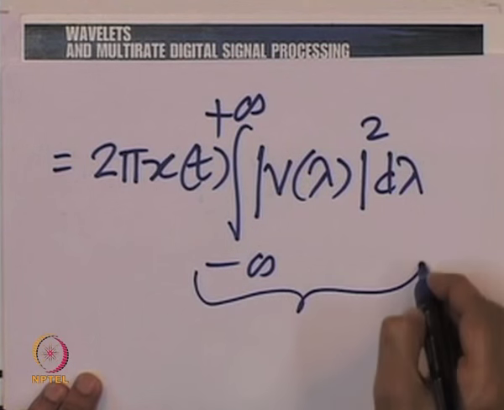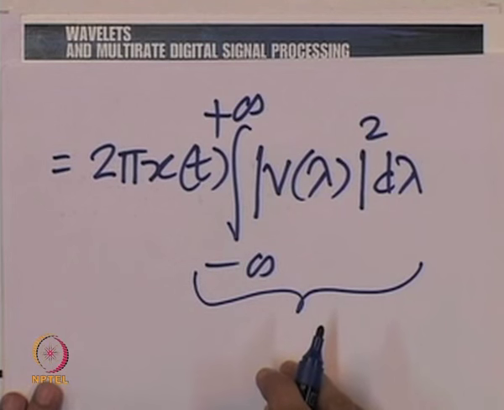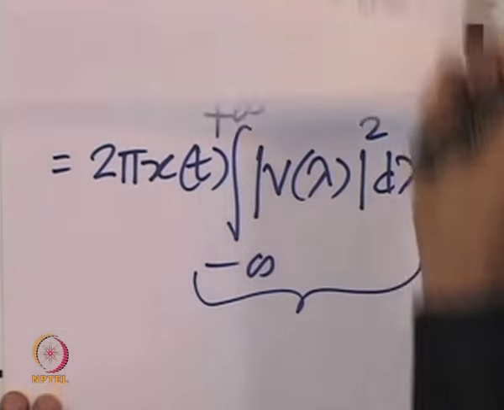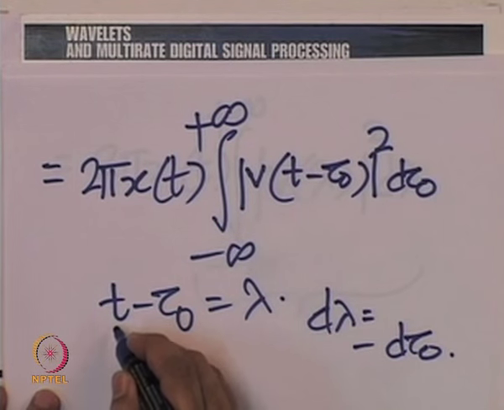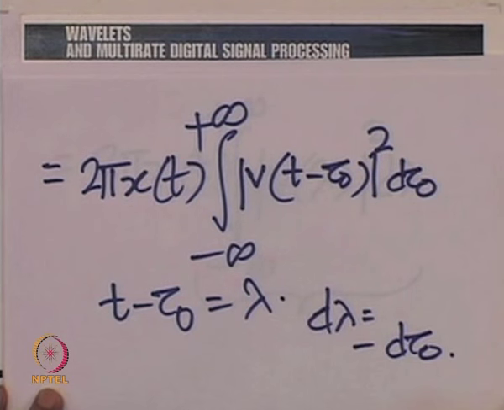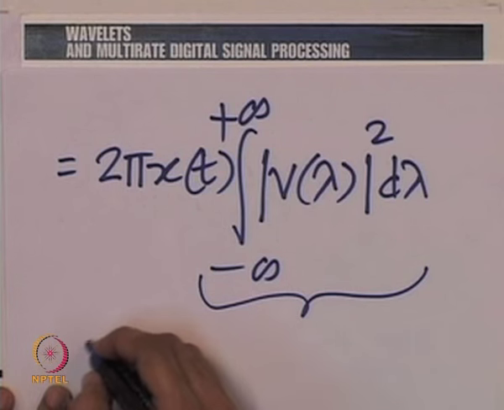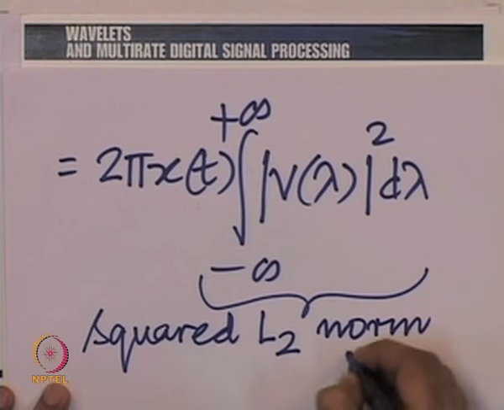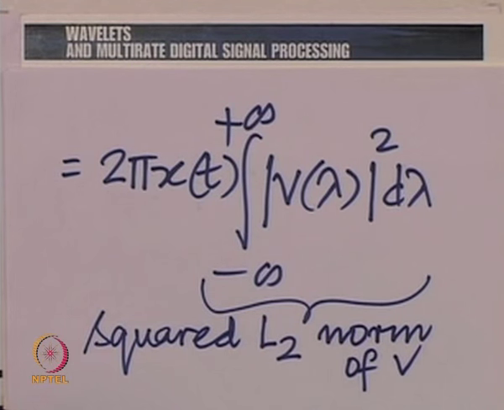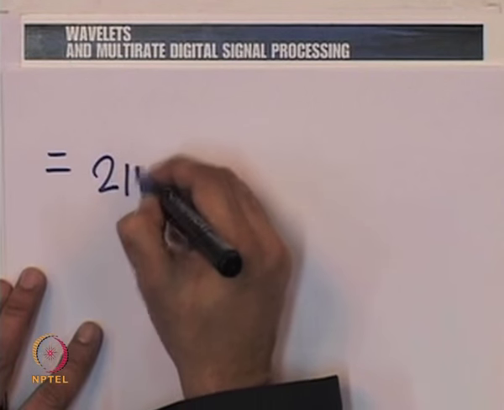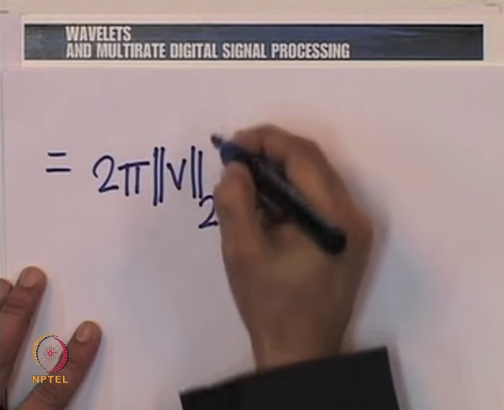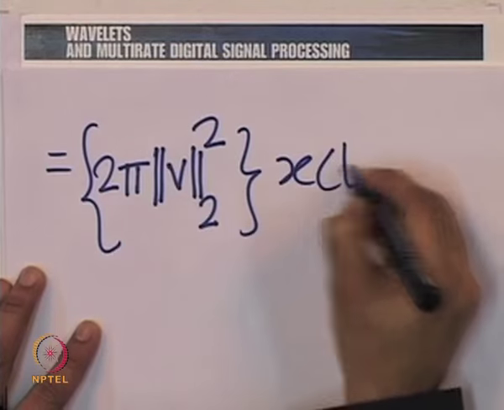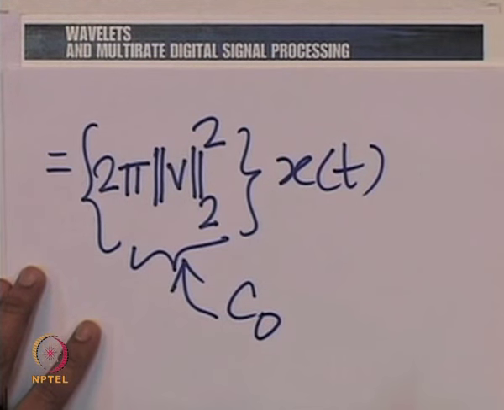And this is a quantity entirely independent of t. Remember that when we made this substitution, we did it for a fixed value of t, and therefore this process is justified. Essentially, this is the squared L2 norm of V, which is finite. So, we are in very good shape. It is very clear that this reconstructs x(t) to within a constant. So, this is essentially equal to 2 pi times the norm in L2 of V, the whole squared, times x(t). And this is the constant C0 that we desired.